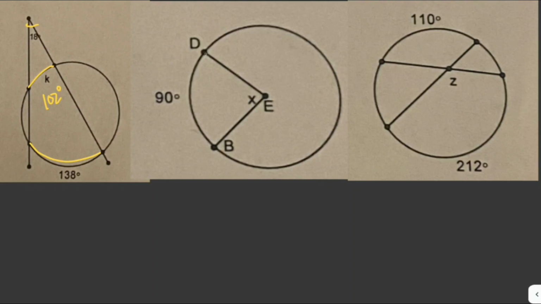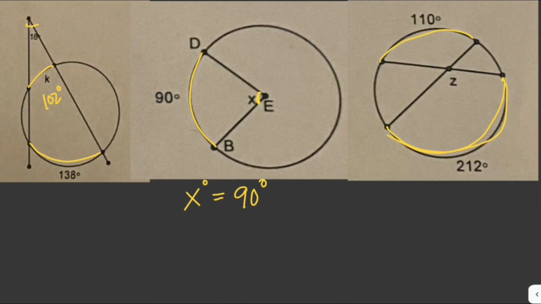Okay, and for the next figure, we're given the intercepted arc DB, or BD, equals 90 degrees. We need to find the central angle X. Since the central angle is just equal to its intercepted arc, the central angle is equal to 90 degrees.